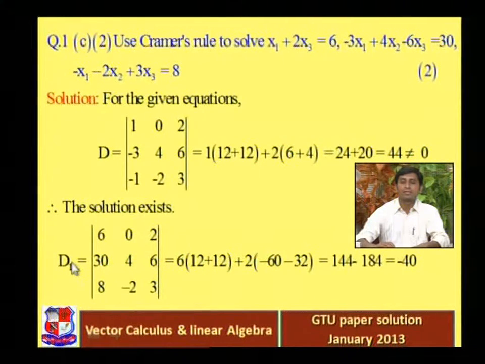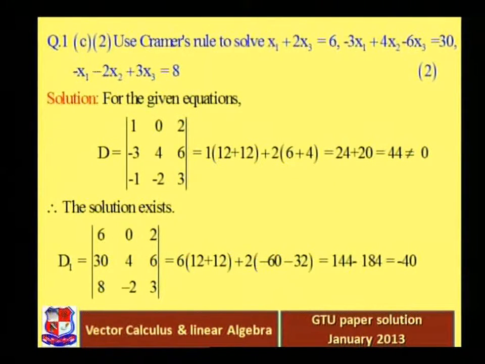Now what is the determinant D1? How do we find D1? In D1, remove the first column from D, and instead of the first column we put the right hand side coefficients 6, 30 and 8. The second and third columns are as they are. You can see we remove the first column 1 minus 3 minus 1 and use b1, b2, b3, that is 6, 30 and 8, and find this determinant. Now you can understand how we find D2 and D3 also. In D2 we remove the second column from D, and instead of the second column we add 6, 30, 8, the right hand side of these three equations.